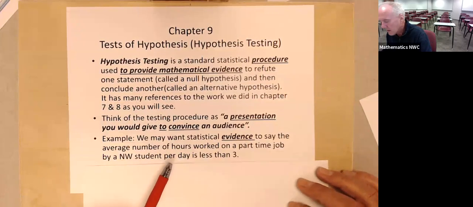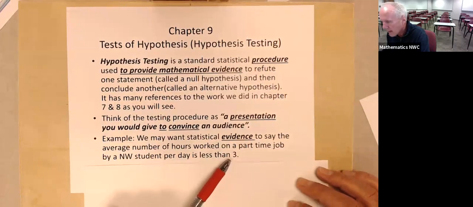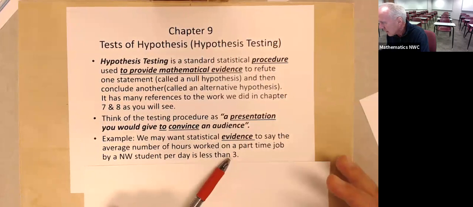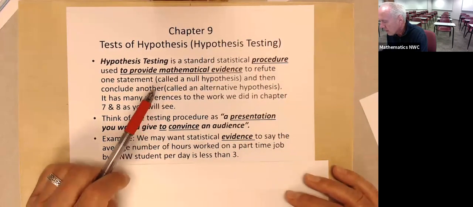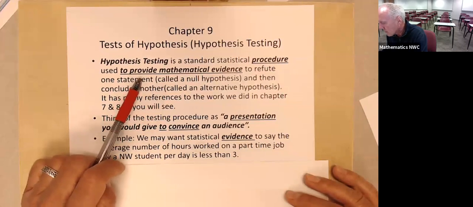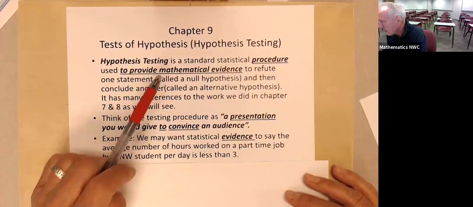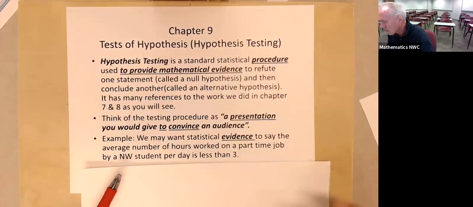Here's an example. We may want statistical evidence to say the average number of hours worked on a part-time job by a Northwestern student per day is less than 3. Again, we could ask a student how many hours they work, and they might say 2.7, but that doesn't give me evidence that the true average is less than 3. This procedure gives us mathematical evidence to make proper conclusions.